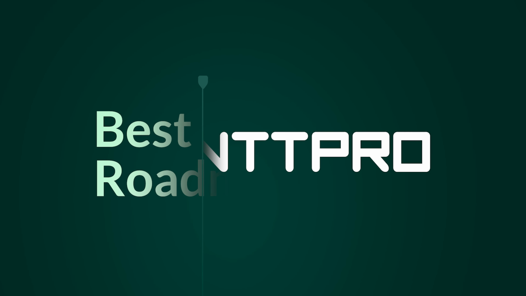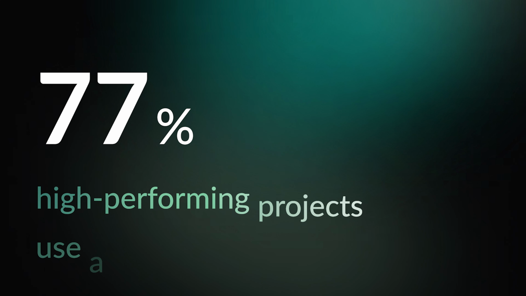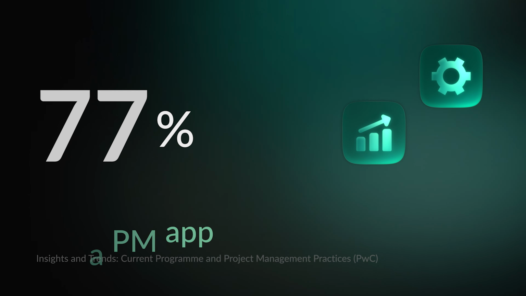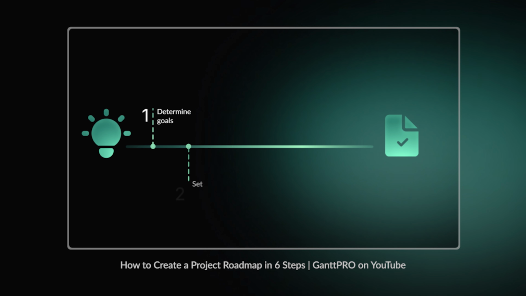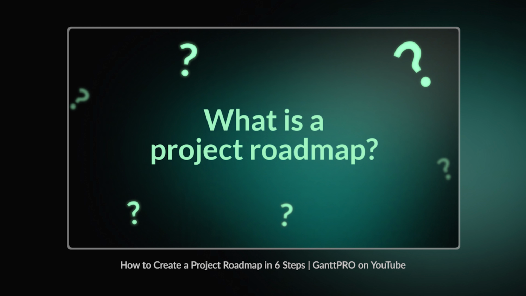A good project manager knows that a well-chosen roadmap tool leads their team to successful project implementation. Research proves that 77% of all high-performing projects use a PM app. Choosing one is not a problem if you are familiar with the main elements of a roadmap and the key steps involved in its development. If not, we strongly recommend watching our previous video.